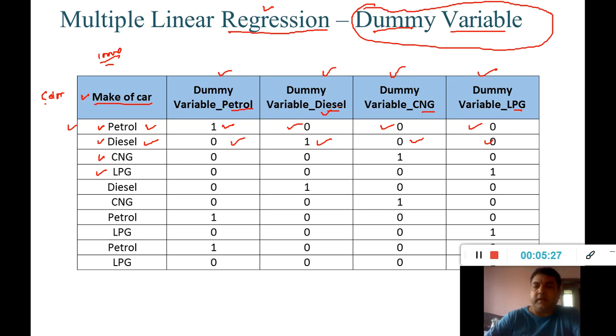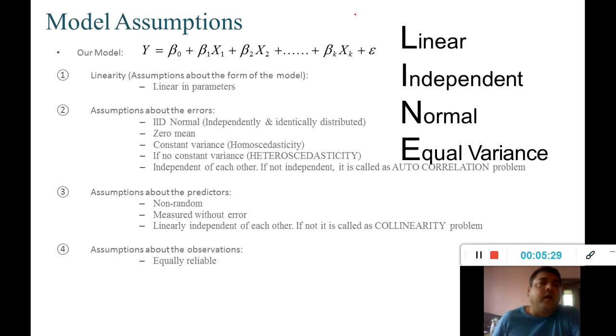Now, once your dummy variables are created, before getting into the case study, I have discussed model assumptions as well. This is a very, very important slide which we discussed in our last session, right? I'm just going to quickly recap this.